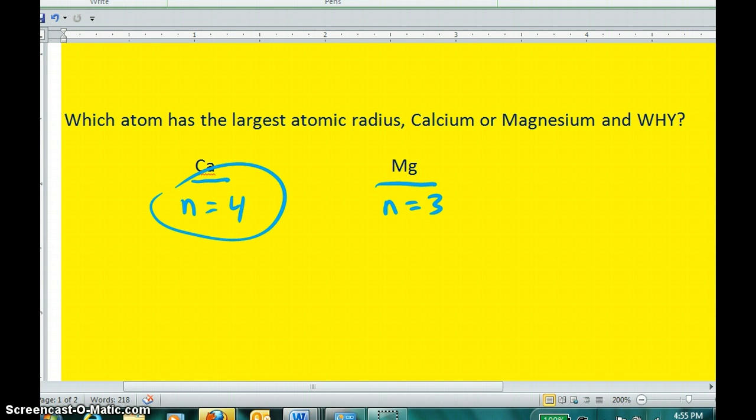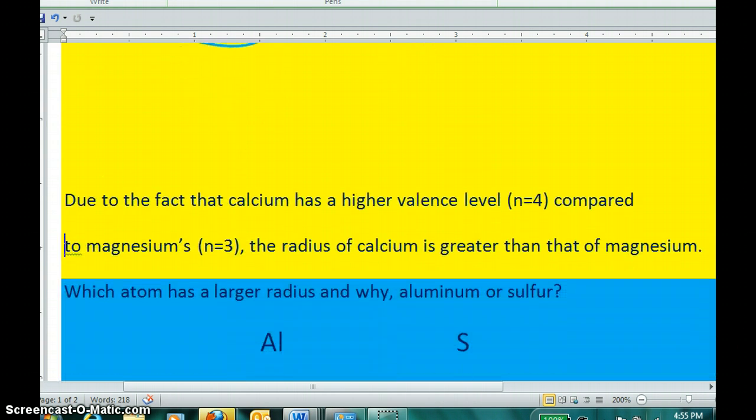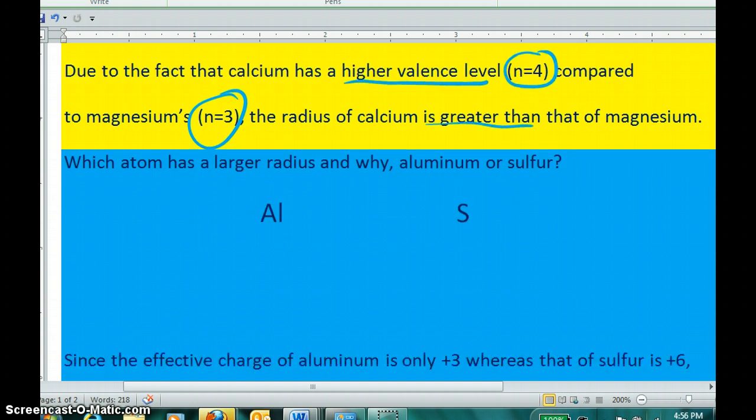And a good way to explain it would be to write, due to the fact that calcium has a higher valence level, and of course quote the number. Tell the reader you know something about the atoms in the periodic table. Compared to magnesium's n equals 3 valence level, the radius of calcium is greater than that of magnesium. End of story. Clean and simple.